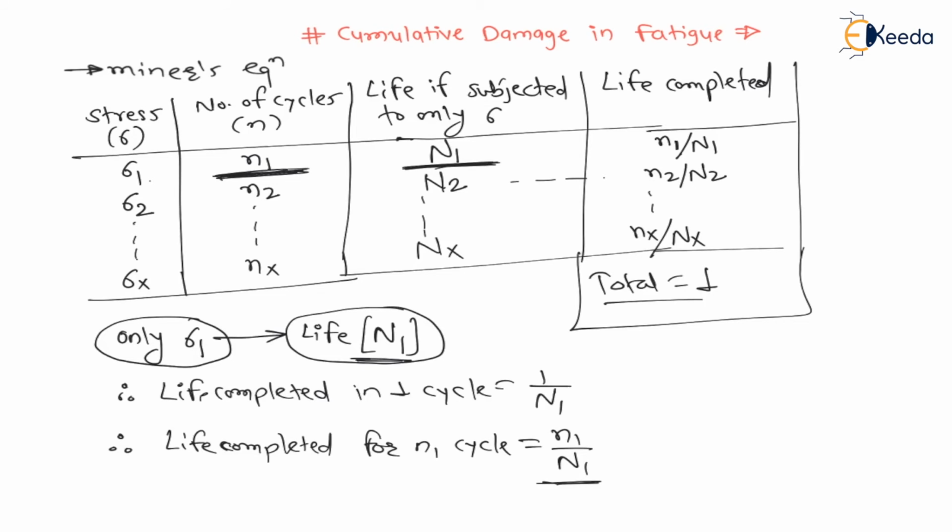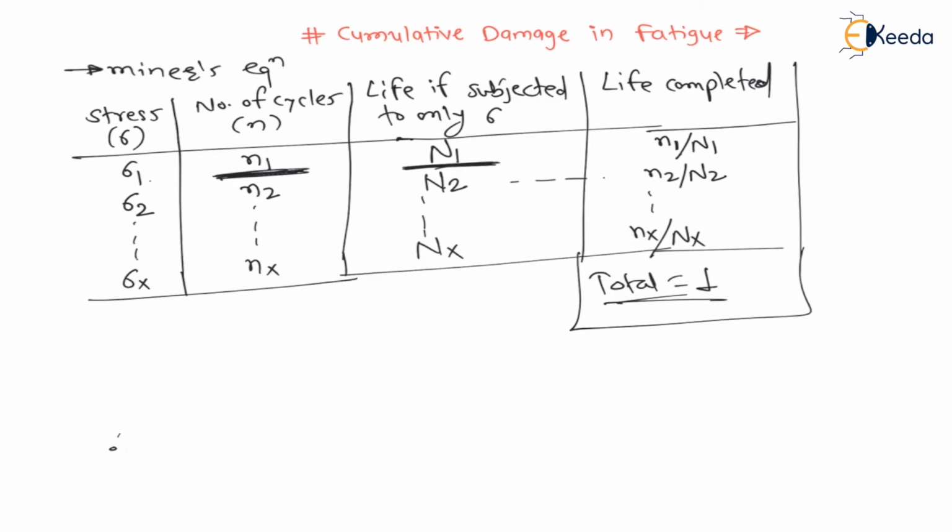For anyone, the life is 1. Once the component is dead, it is dead. For you, what is the life? Only 1. You get life only once. That means total life is 1. Therefore, Miner's equation becomes small n1 divided by capital N1 plus small n2 divided by capital N2 plus so on, plus small nx divided by capital Nx, is equal to 1.